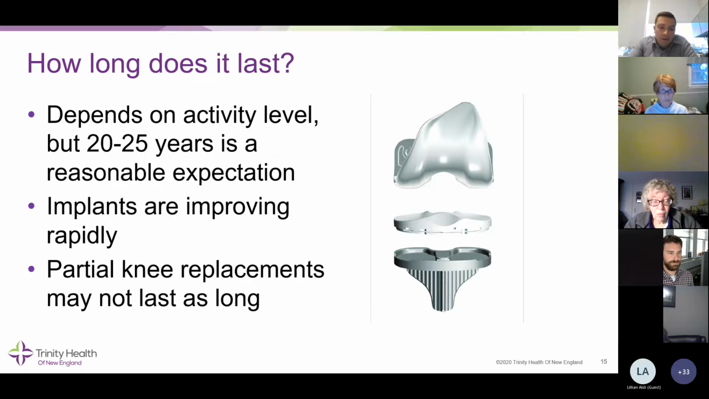That said, they're lasting longer all the time. Those plastic liners got upgraded about 20 years ago, and a lot of those knees are still going strong. We're not seeing the same wear problems that we saw with the older generation knees. The partial knee replacements, unfortunately, don't last as long. We're hoping for 5 to 10 years out of those partial knee replacements before either the partial knee replacement wears out or you start to develop arthritis in another part of the knee that requires the partial knee replacement to be converted to a full knee replacement.